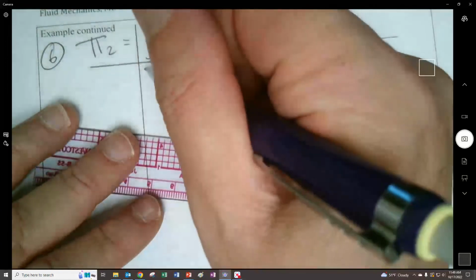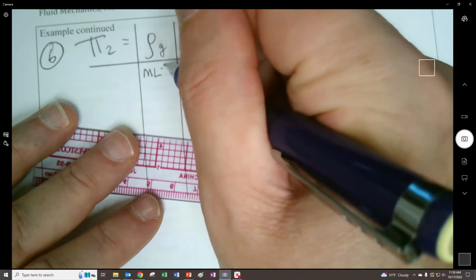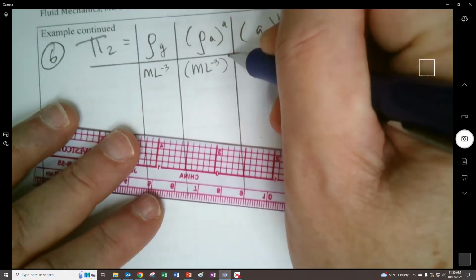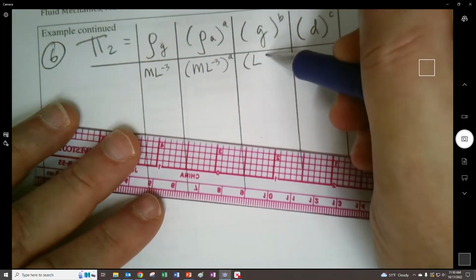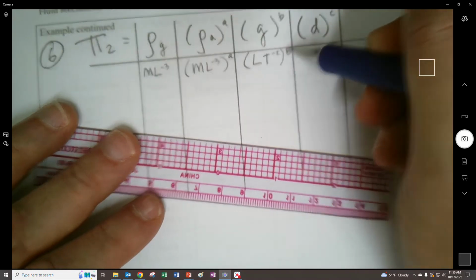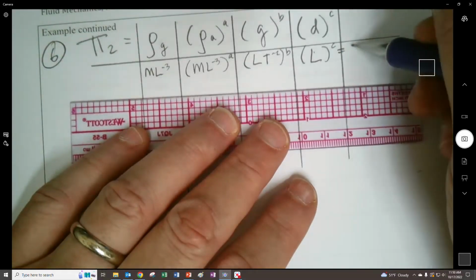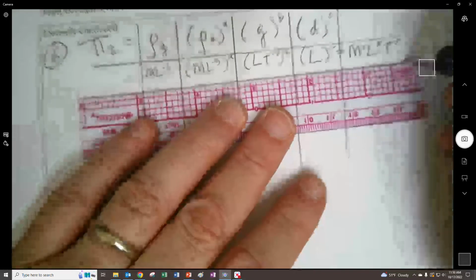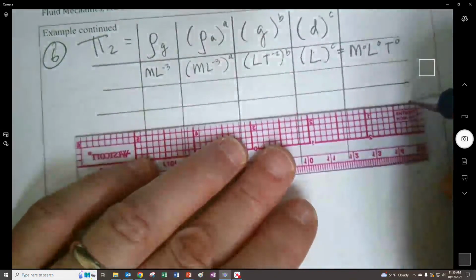Underneath this, I'm going to write what the density is going to be, which is ML minus 3. Here it's going to have ML minus 3 to the A. And here you're going to have LT minus 2 to the B. And here's going to be L to the C. And we want that equaling M0, L0, T0. And so we'll make 3 rows underneath this.